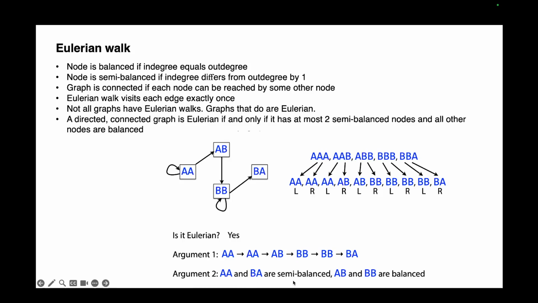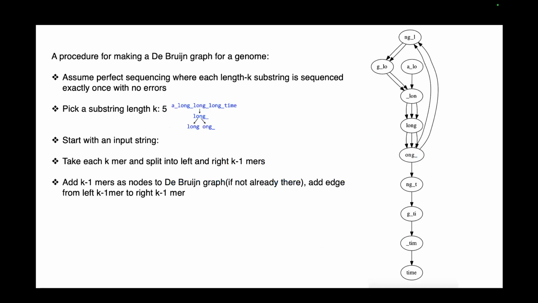So these are semi-balanced, AA and BA, sorry. There's only one going in and none coming out. So these two are semi-balanced nodes, and these two are balanced. For AB, there is one coming in and one going out. For BB, one coming in and one going out, and there's a self edge. So these are balanced, and the rest two are semi-balanced. That is why this can undergo an Eulerian walk.